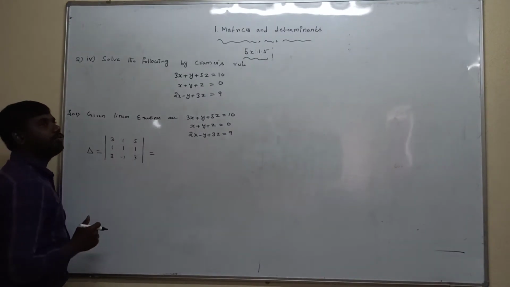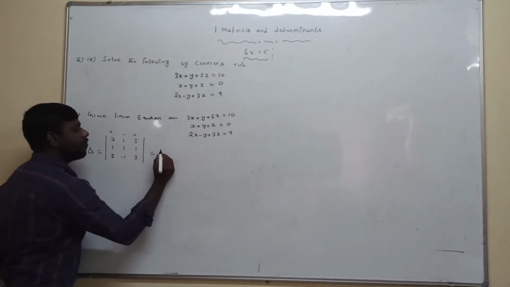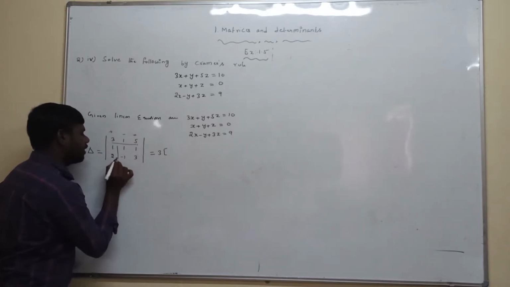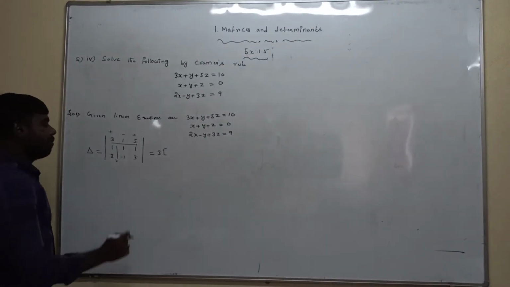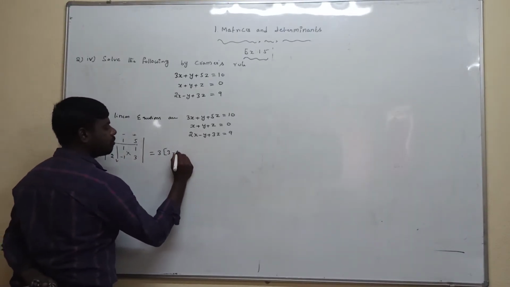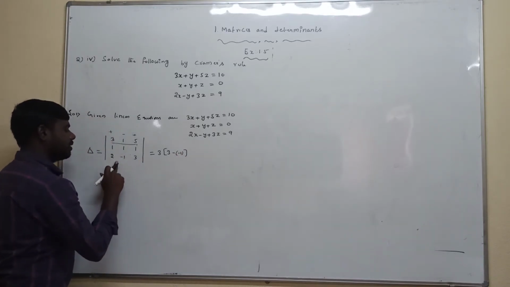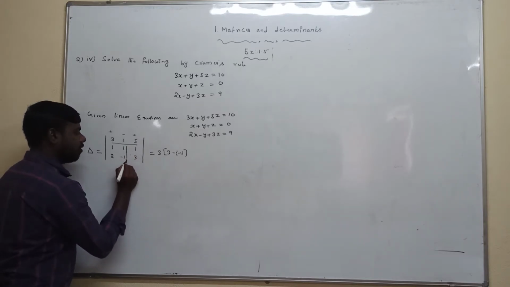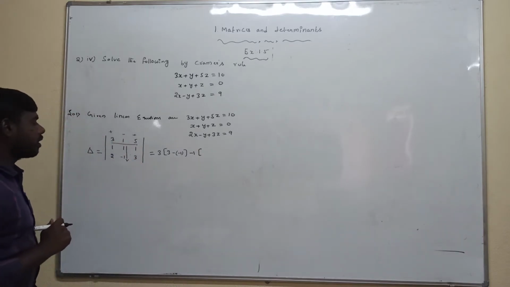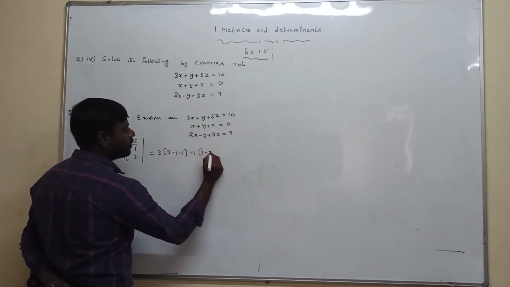Whenever a determinant of 3 by 3 elements is there, we have to consider plus, minus, plus. First element is 3. 3 is present in the first row, first column, which are eliminated. Cross multiply the left of the elements. So 1 into 3 is 3, minus 1 into 1 is minus 1. Next symbol is negative, element is 1. Minus 1 is present in the first row, second column. Cross multiply the left of the elements. 1 into 3 is 3, minus 2 into 1 is 2.